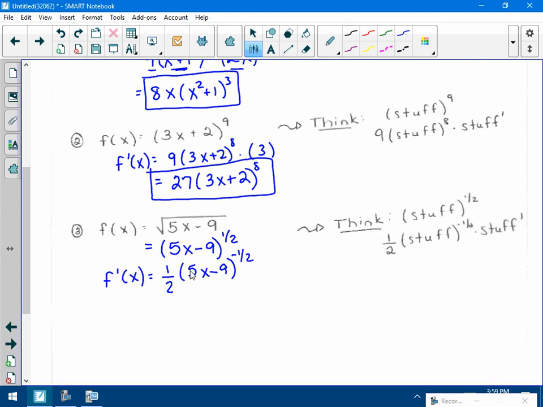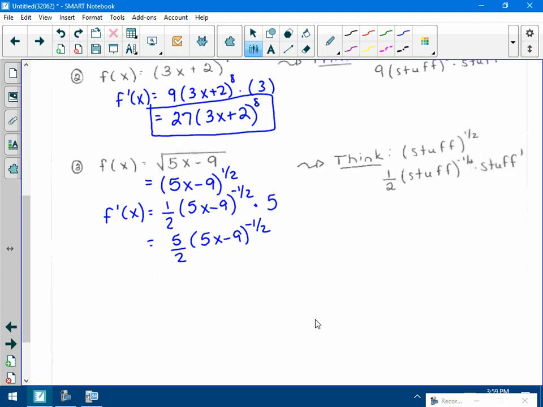I didn't really think of that stuff inside. And then I multiply by the stuff inside. The derivative of that stuff inside would just be 5. So this is really 5/2 times (5x minus 9) to the negative 1/2. But that's super ugly. I wouldn't want to leave it like that. We would just say there's a 5 on top, a 2 on the bottom, and the negative 1/2 means that there's a radical 5x minus 9 on the bottom. There's our answer.